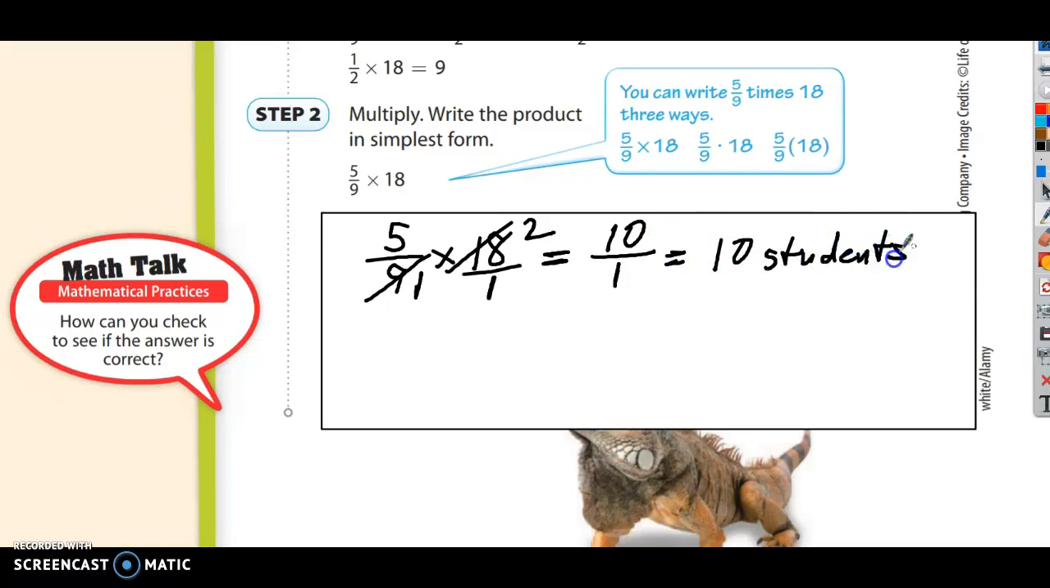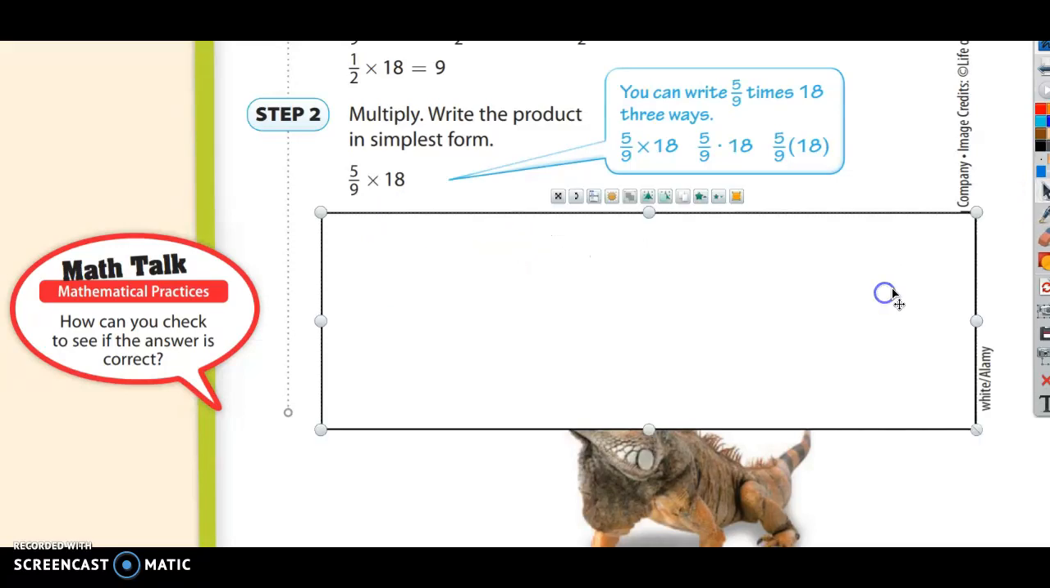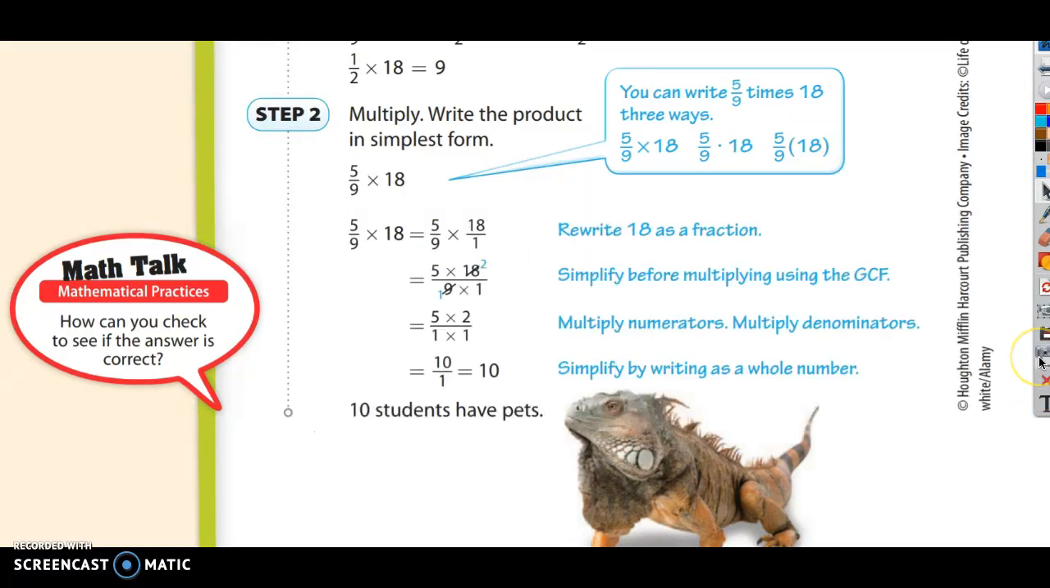All right, so the main thing here to learn is when you get a fraction times a whole number, you immediately make the whole number into a fraction over 1. So let's go ahead and see if we can try this. This video will continue on.